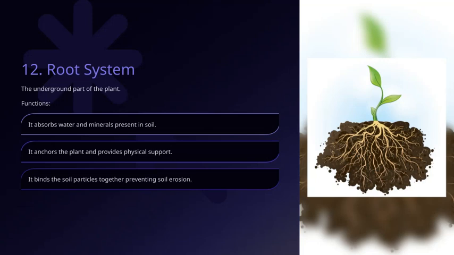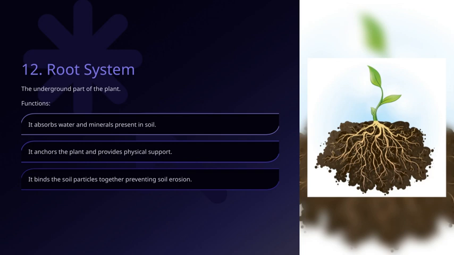This is the underground part that often goes unnoticed, but it plays a crucial role in the plant's survival. The roots are responsible for absorbing water and essential minerals from the soil, which are vital for the plant's growth and development. They also serve to anchor the plant firmly in the ground, providing physical support so the plant can stand tall and withstand environmental forces.